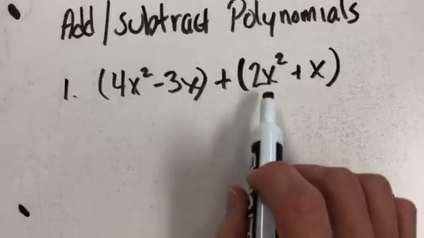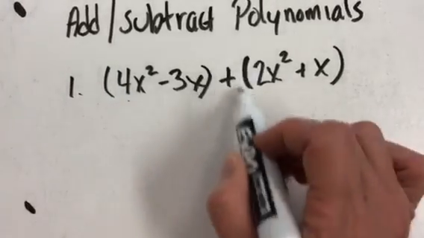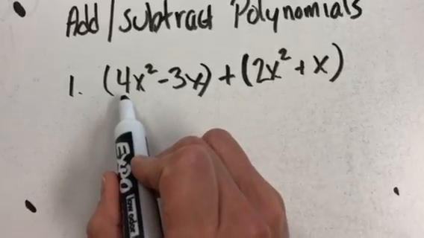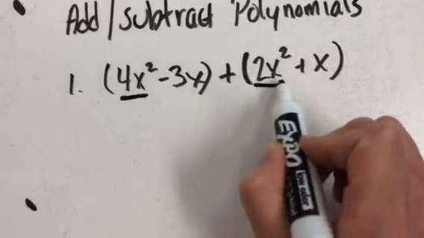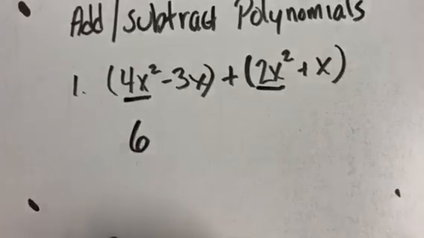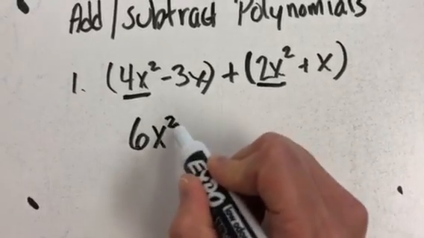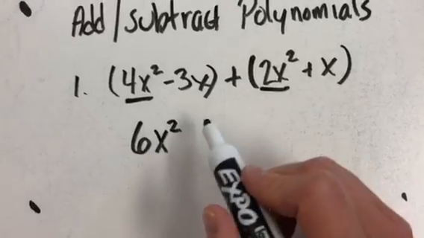So when we're adding like terms, the parentheses aren't really important anymore. I want to add together these two, add the coefficients. 4 plus 2 gives us 6x squared. Keep the same variable and exponent. I'm just totaling how many I have.